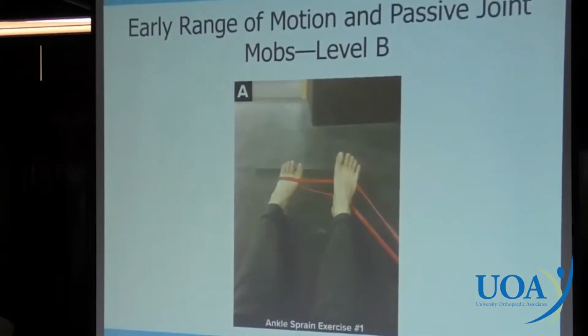All right. Early range of motion and passive joint mobilization is supported in the literature as well. So getting the range of motion, particularly dorsiflexion, is what helps a lot with rehabbing these kids, because when they have a swollen ankle, they can't cock their ankle to then push off. So if you can't load, if you can't cock your ankle, you can't push off. So working on dorsiflexion is extremely important to get these athletes back to play quickly.